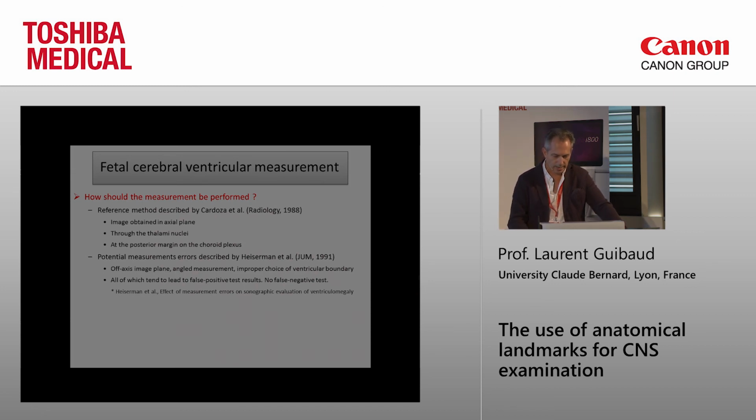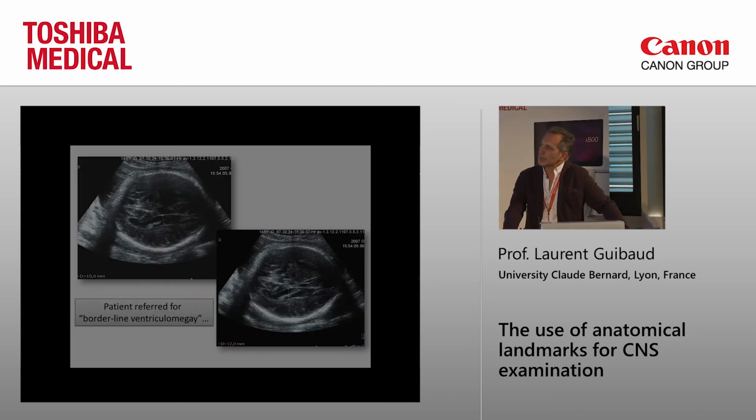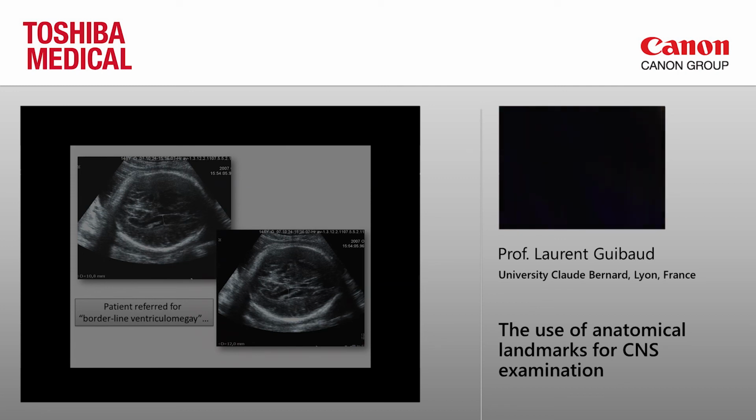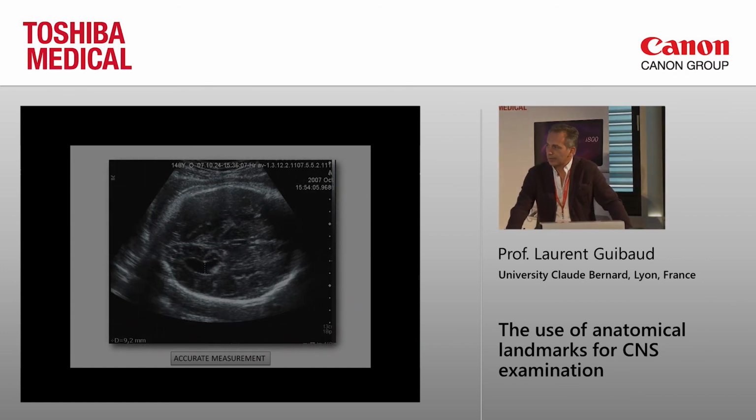The main question is, when you have a ventricle which is around 10 millimeters, and you call this a borderline ventriculomegaly, the main issue is to know if there is ventriculomegaly or not. This illustrates a case: this patient was referred to our lab for borderline ventriculomegaly, and we can have 10.8, 12, but if you measure accurately, we are at 9, and there is no ventriculomegaly.